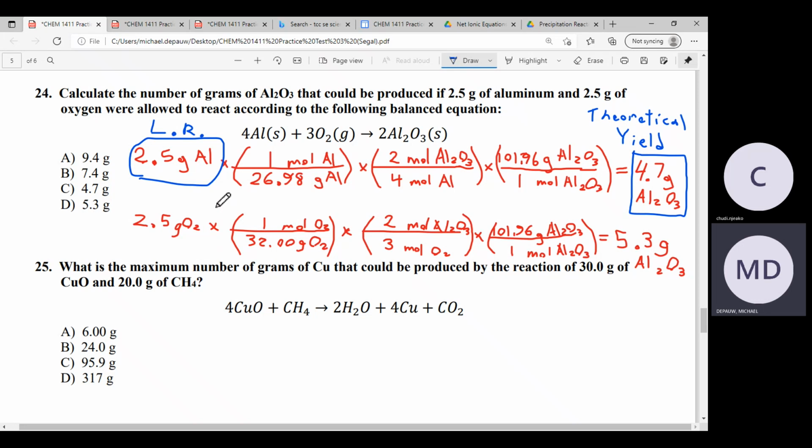So if under perfect conditions they reacted totally and you were able to collect all of it, you would get 4.7 grams of aluminum oxide. So that's why they call it your theoretical yield. In this case, they just say that could be produced. So that means it's implying theoretical yield.